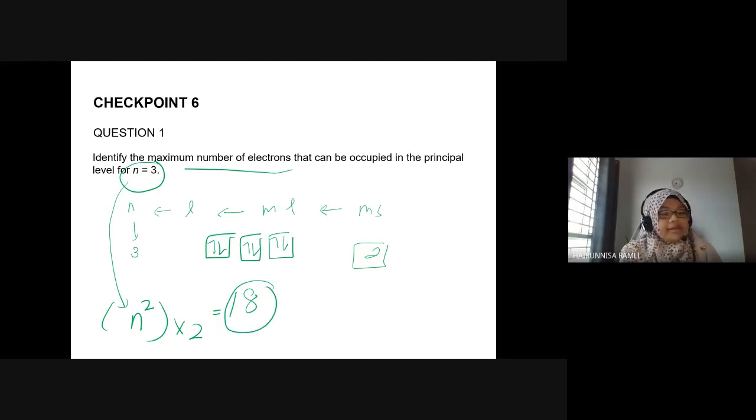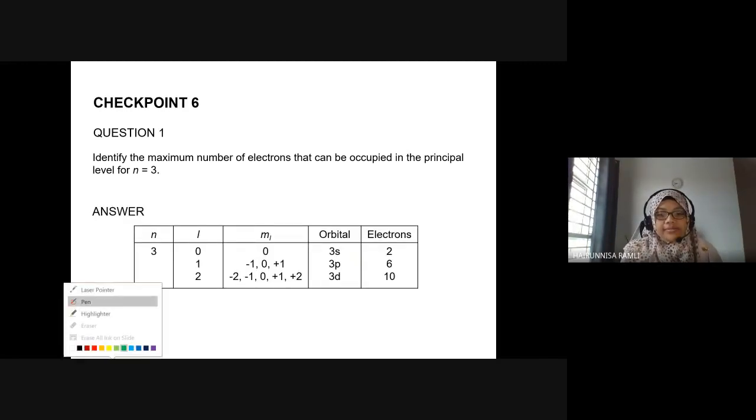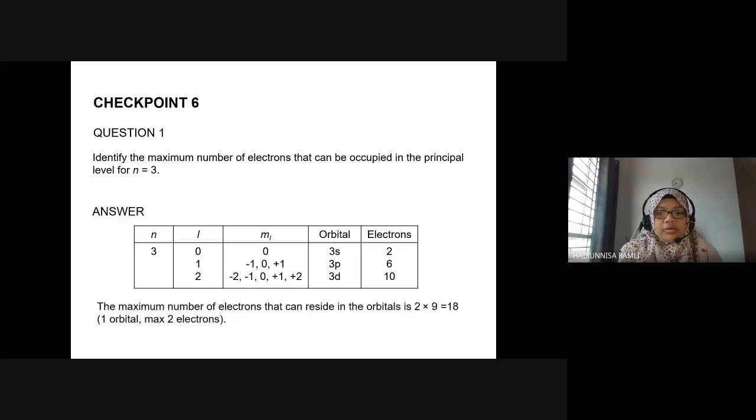Okay. Kalau tak ingat formula ke apa kan, tak apa. Kena senaraikan satu-satu. Okay, sekejap eh. So, kita tahu N equals to 3 ada L equals to 0, 1, 2 kan? So 0, ML tu 0. Ni yang you senaraikan satu-satu kan? 1, negative 1, 0, 1. 2, negative 2, negative 1, 0, 1, 2. So you total up kan semua ni? Ni ada 5. Ni ada 3. Ada 1. Total orbital ada 9. Tapi setiap orbital boleh masuk 2 elektron kan? So that's why 1 boleh masuk 2, 3 boleh masuk 6, 5 boleh masuk 10. So total dia adalah 18.